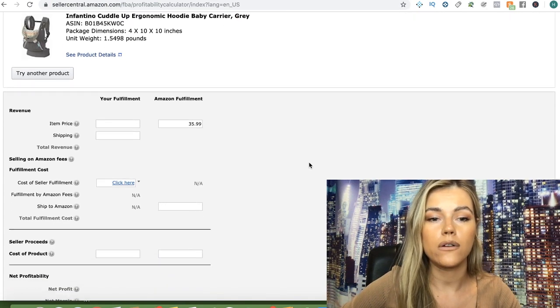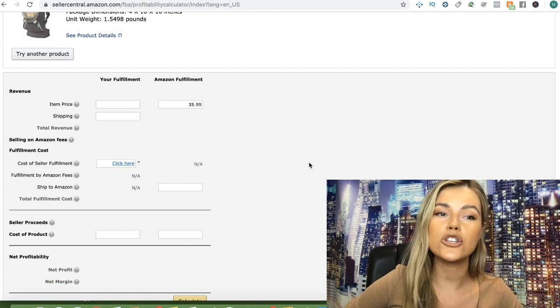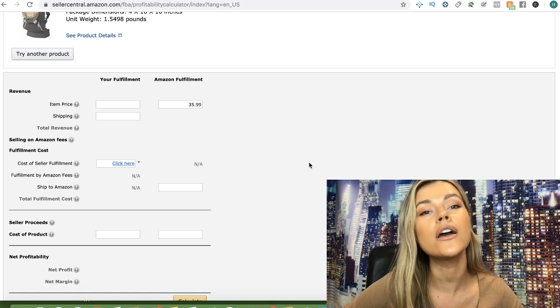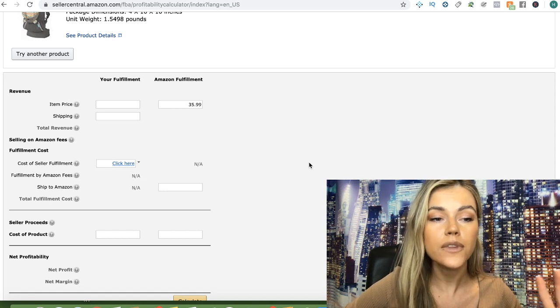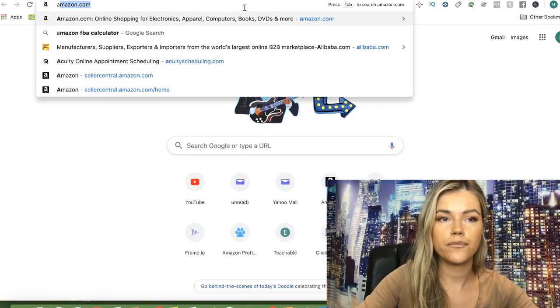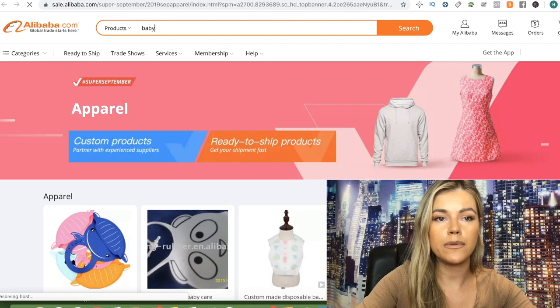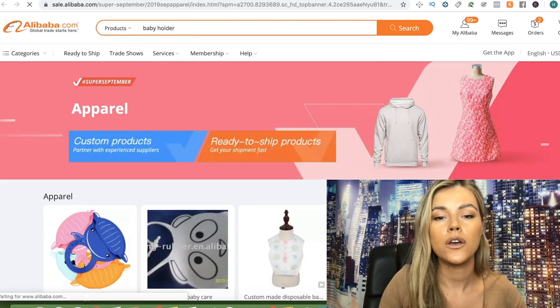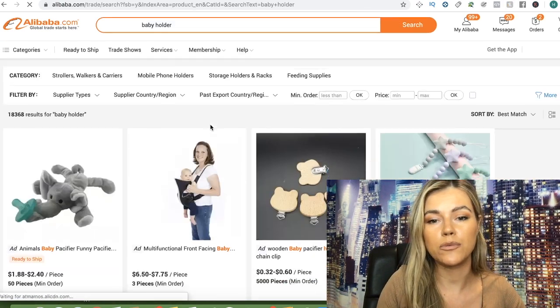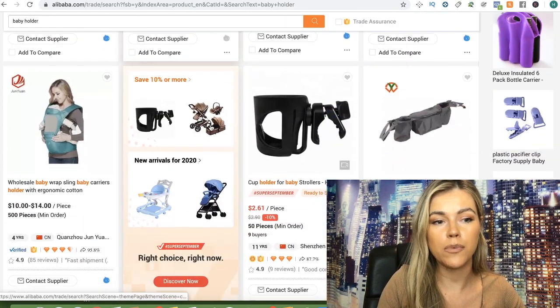Now, how do we know how much it is to ship to Amazon? How do we know the cost of product? The thing is, you don't really know this 100% until you actually start talking to your supplier. And what I mean by that is, if you go to Alibaba right now and you type in baby holder, we're going to see a lot of similar products. So let's find one as similar as possible to ours.